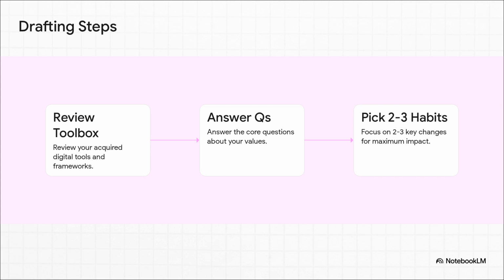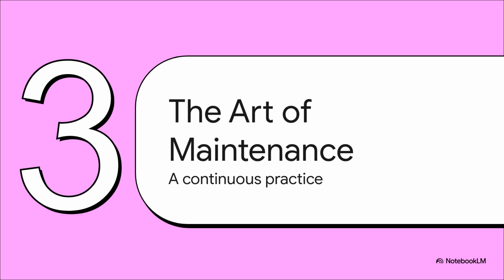Seriously, do not overwhelm yourself by trying to change your entire life overnight. Pick 2 or 3 actionable things. Maybe it's a 30-minute digital detox before bed, and just stick to them. Which brings us perfectly into Section 3, the art of maintenance, nurturing a continuous, adaptive practice.